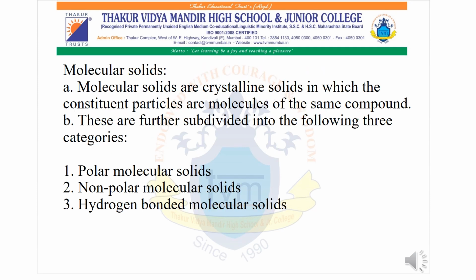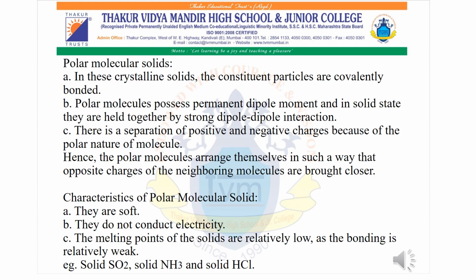Molecular solids. Molecular solids are crystalline solids in which the constituent particles are molecules of the same compound. They are further subdivided into the following three categories, that is, polar molecular, non-polar molecular, and hydrogen bonded molecular solids. Polar molecular solids. In these crystalline solids, the constituent particles are covalently bonded. Polar molecules possess a permanent dipole moment in the solid state. They are held together by strong dipole-dipole interaction.